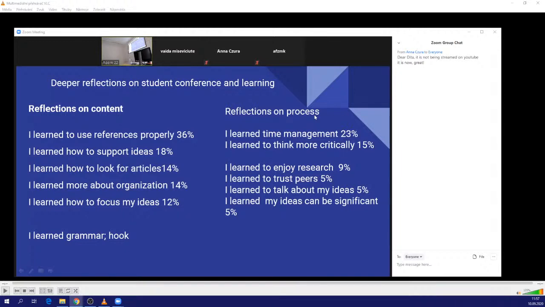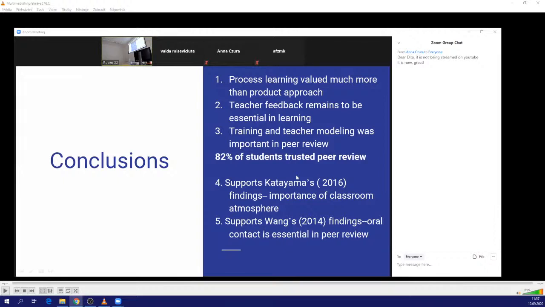It was nice to hear that people said, I learned to think more critically about my work. I actually started enjoying research where I've never done that before. I like the fact that some people said, I learned to trust my peers. I learned to talk about my ideas. I learned that my ideas can be significant. I think these learning outcomes really showed that the process and the reflection really worked, and it really felt very good.